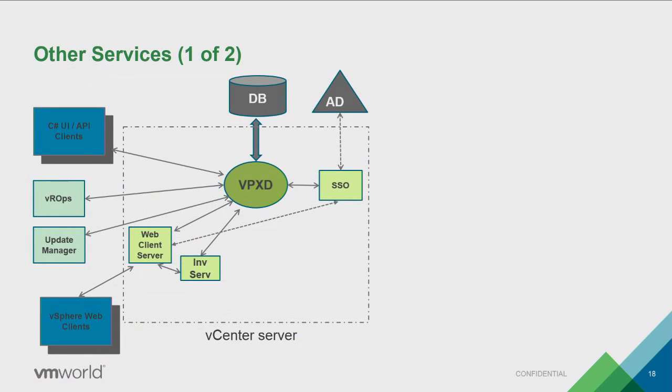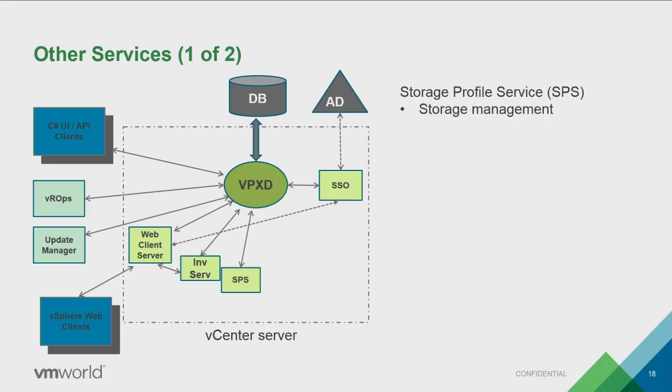Okay, so now we've talked about this much of the vCenter server. We've talked about the web client service. We've talked about VPXD for doing tasks. We've talked about SSO for identity management, etc. And we've talked about the inventory service, which caches inventory for various web client requests. Next, we're going to talk about some of the other services that are available.